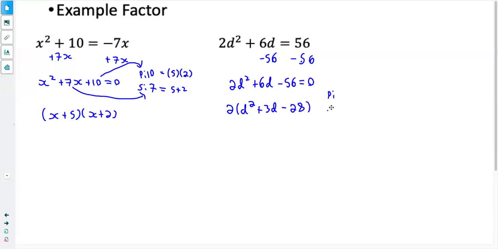And then once again, we'll do our product sum factoring. So our product is this last term, negative 28, and our sum is positive 3. Now, because we have two things that multiply to a negative, we know one is negative and one is positive, and we know the positive number is going to be larger because it adds to a positive. So two numbers that multiply to negative 28 and add to 3 would be 7 and negative 4, because those two multiply to negative 28 and they add to 3. So we'd have 2 times d plus 7 and d minus 4.